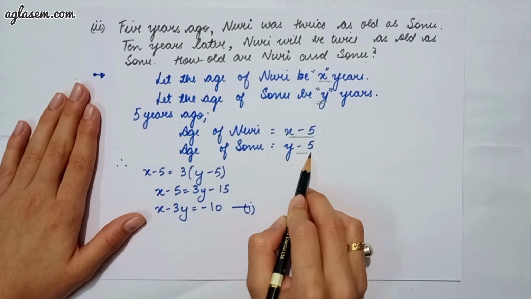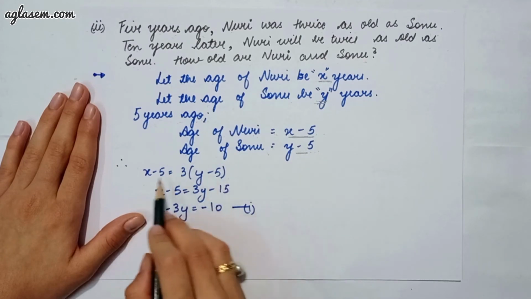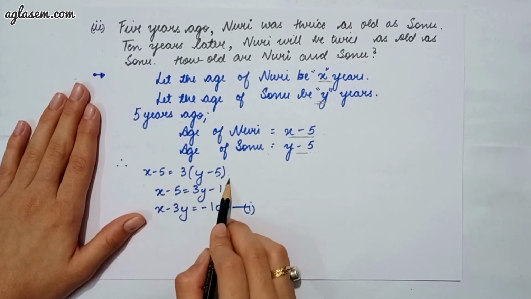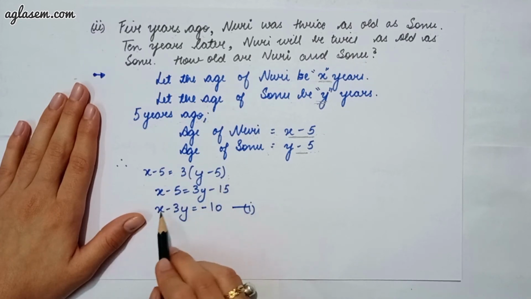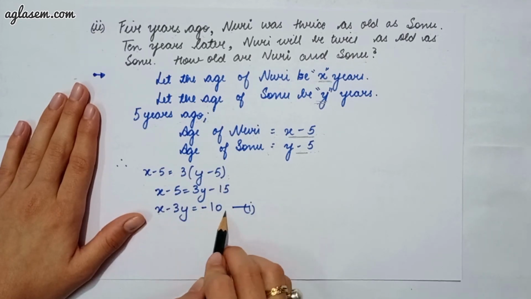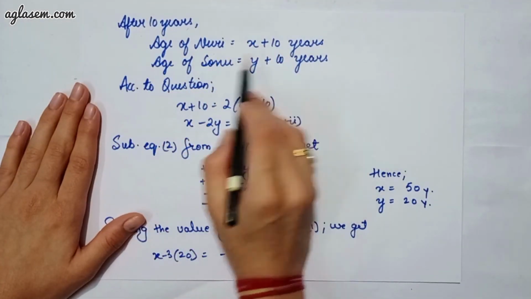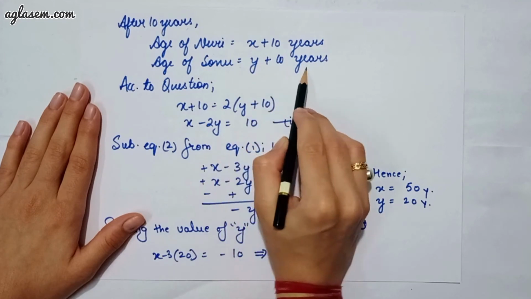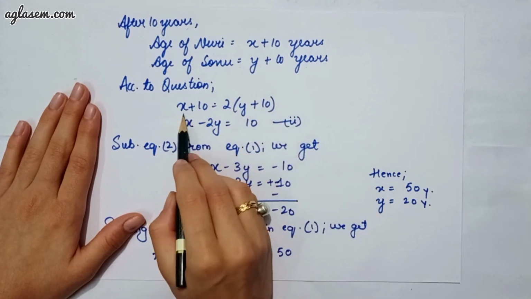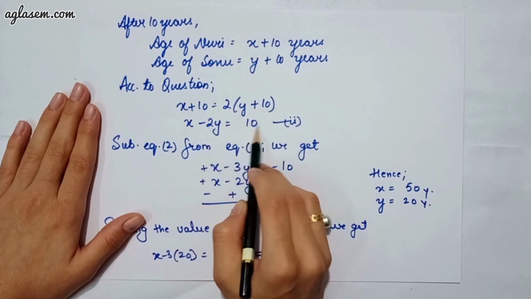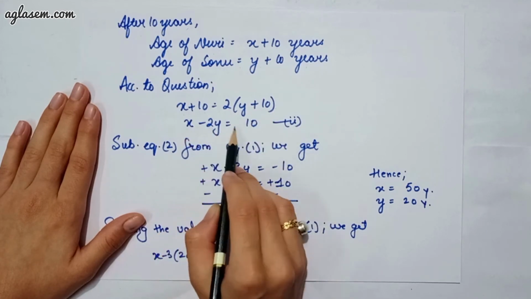to Y minus 5. So here we can make an equation that is X minus 5 is equal to 3 into Y minus 5. After solving this, we can have our first equation that is X minus 3Y is equal to minus 10. After 10 years, age of Noori will be X plus 10 years and age of Sonu will be Y plus 10 years. So according to the question, X plus 10 is equal to 2 into Y plus 10. So solving it, we will get our second equation that is X minus 2Y is equal to 10.